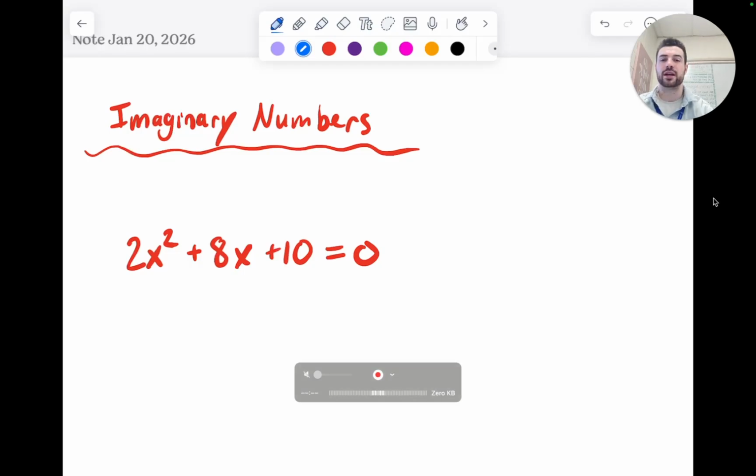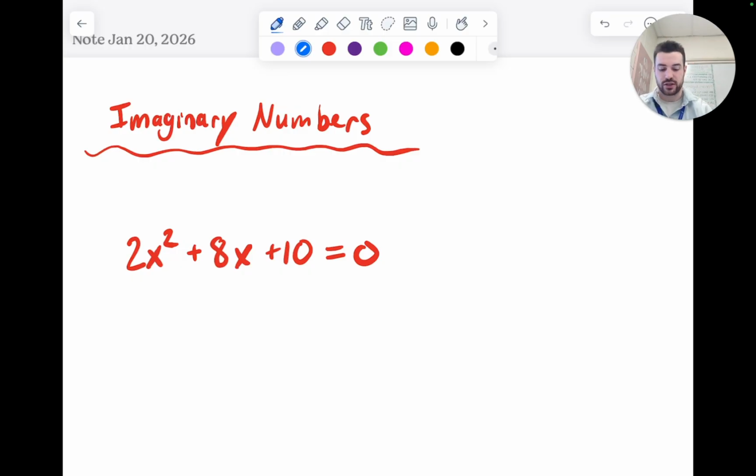All right, everybody, hello and welcome back. Today we are going to expand our discussion on quadratic functions, and we're going to talk about a new concept for us and a very abstract one, that is imaginary numbers.